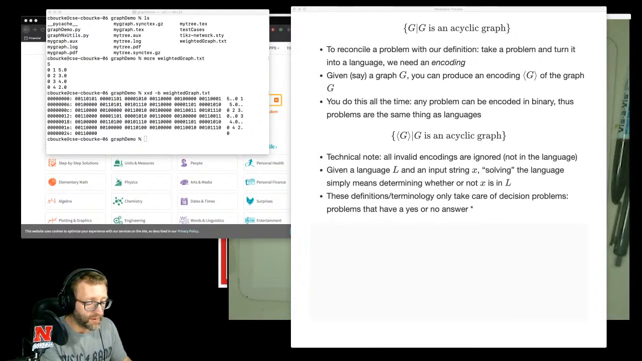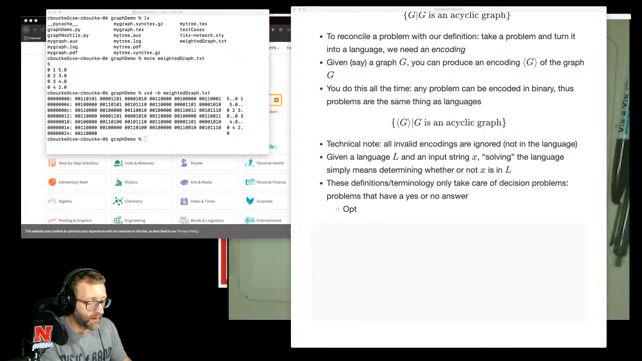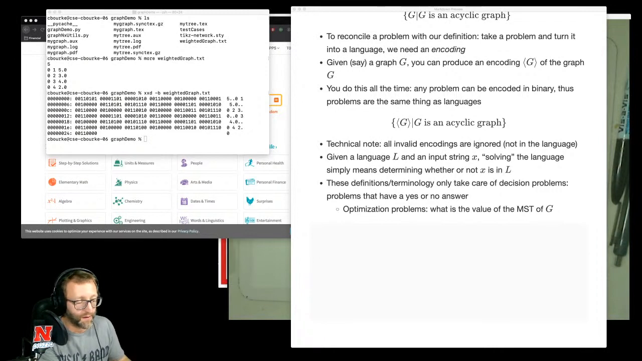You also have optimization problems, for example, what is the value of the minimum spanning tree of G? That's a number, where you're actually trying to optimize and minimize a number. The output ends up being not yes or no, but an actual number. The minimum spanning tree's weight is 39, right?